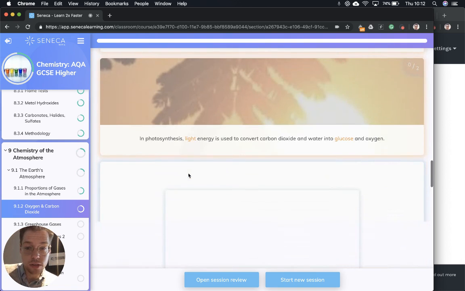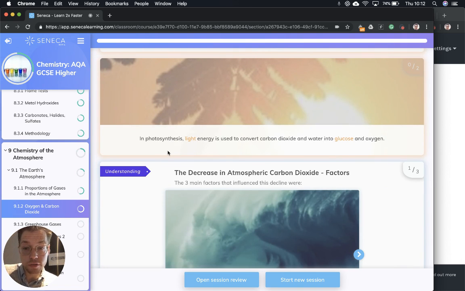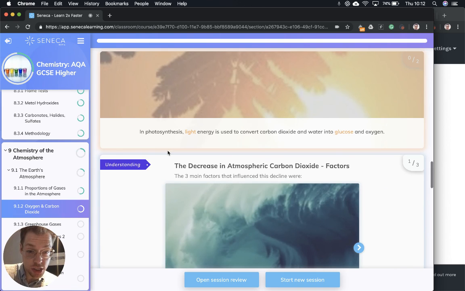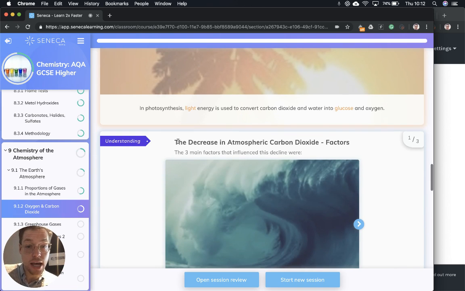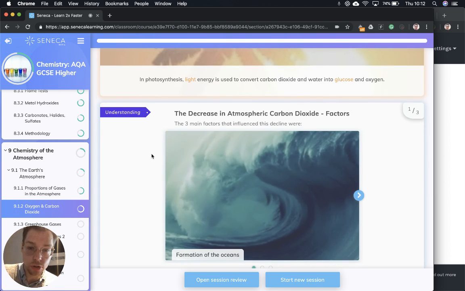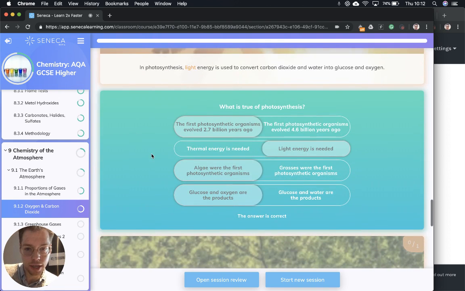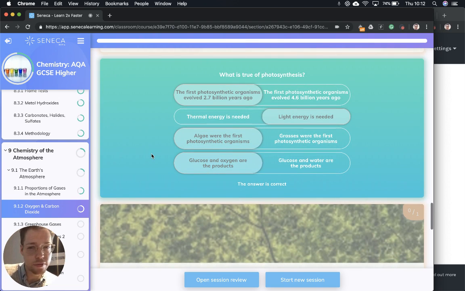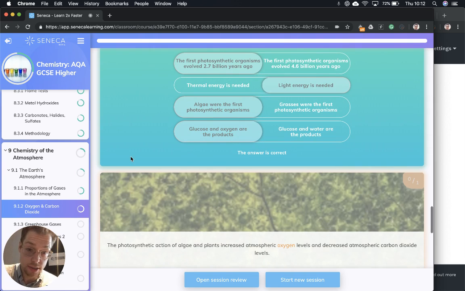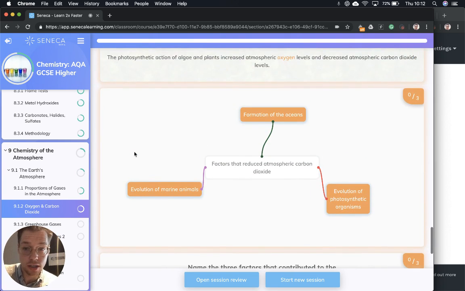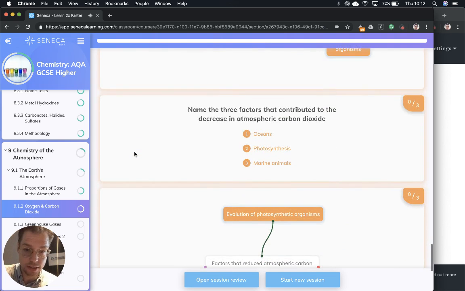Okay, so do you remember what we use in photosynthesis? It's light energy and carbon dioxide and water, and we make glucose and oxygen. Okay, so let's go quick rapid fire round. What are some true facts about photosynthesis? They evolved 2.7 billion years ago. We need light energy, not thermal. Algae was the first photosynthetic organisms, not grasses. And glucose and oxygen are the products, not glucose and water. Water is a reactant in photosynthesis.